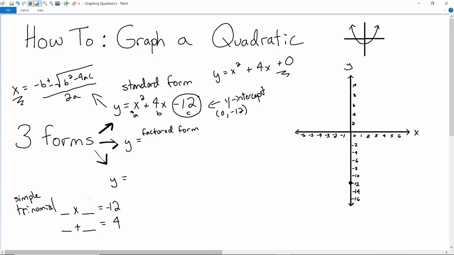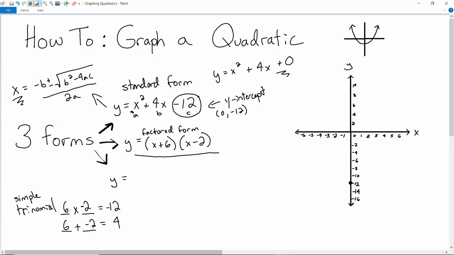Let's think this one through. I know 6 times 2 equals 12, but one of those numbers has to be negative. And I'll make the 2 negative, because if I added those two numbers together, I would get 4, and if I multiplied them, I'd get -12. So what that tells me is the values that I need to plug into my factored form. And that's what it's going to look like.